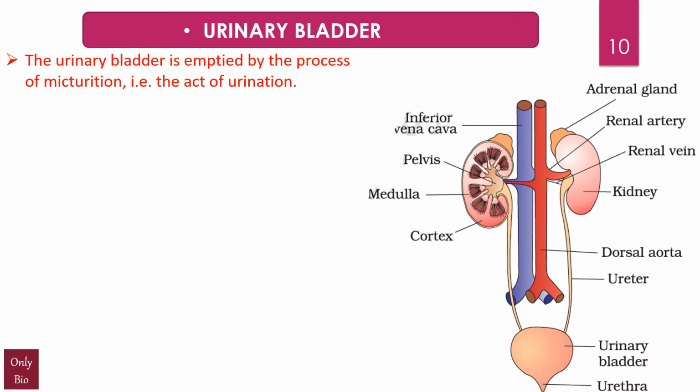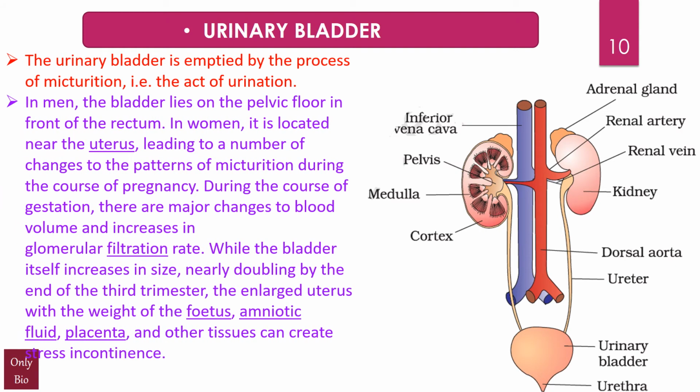The urinary bladder is emptied by the process of micturition, that is the act of urination. In men, the bladder lies on the pelvic floor in front of the rectum. In women, it is located near the uterus, leading to a number of changes to the patterns of micturition during the course of pregnancy. During the course of gestation, gestation is nothing but pregnancy.